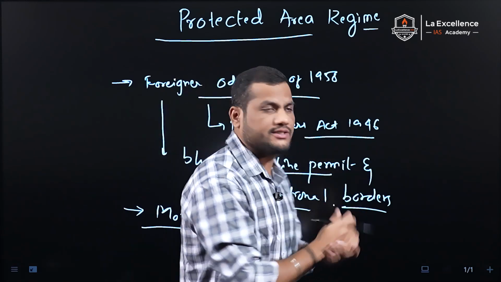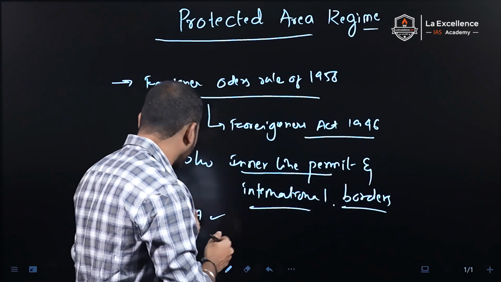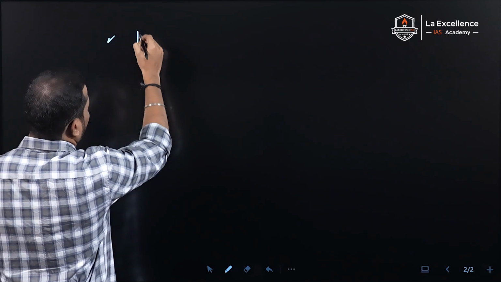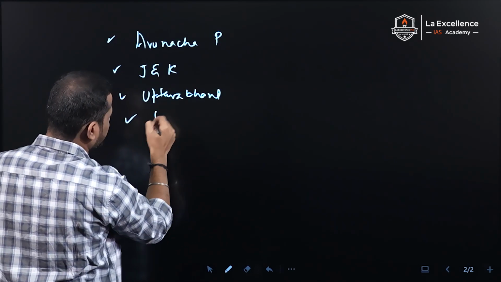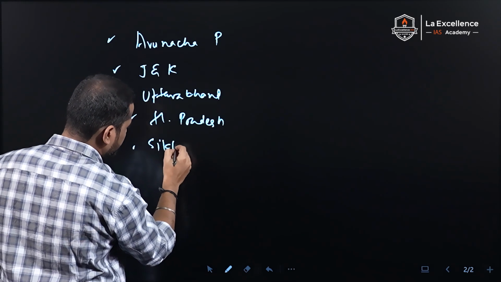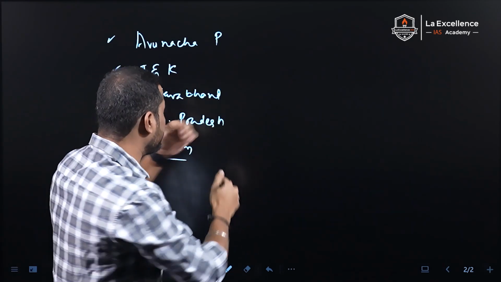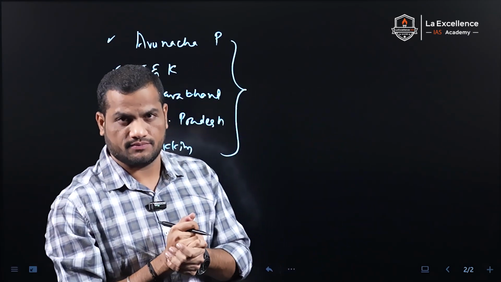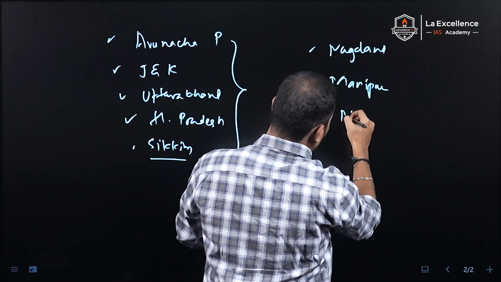Wherever the states share an international border, there are areas which are designated as protected areas. For example, the protected areas designated in Arunachal Pradesh, Jammu and Kashmir, Uttarakhand, Himachal Pradesh and parts of Sikkim. These areas share an international border, so they are also designated as protected areas. Nagaland, Manipur and Mizoram.